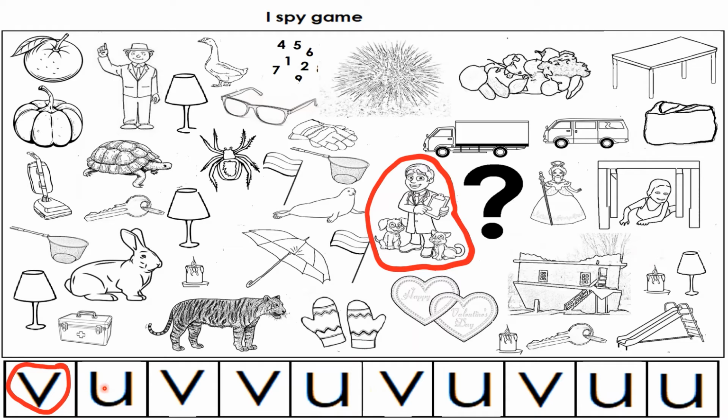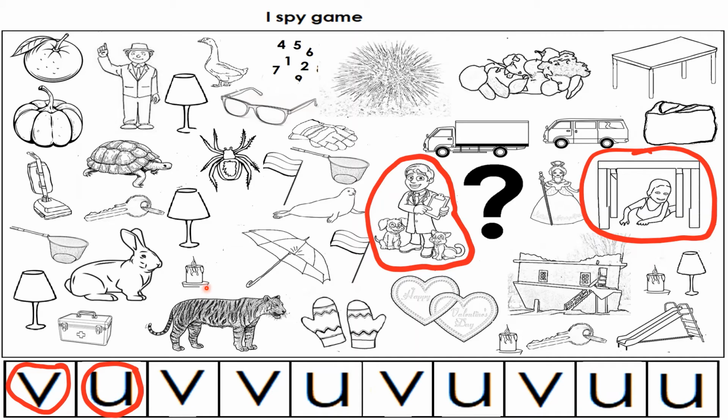I spy with my little eye something start with U. Let's find something start with U. Do you see anything start with U? Oh, under. Under. We are done with this U. We are going to circle that too.